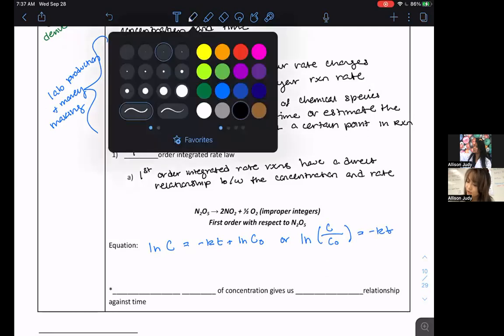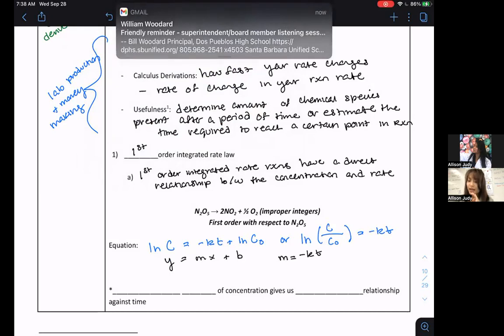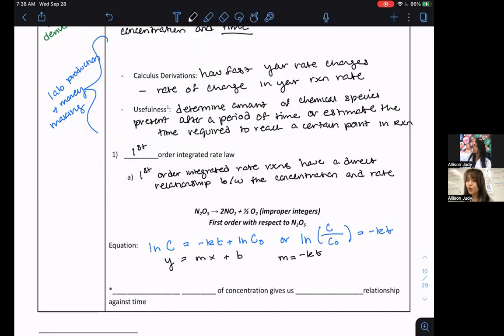Okay, and so what we get right here is very much a y equals mx plus b format. And what we then say is that m, our slope, is equal to negative k. And what do you notice? We are able to easily determine the rate law constant through the integrated first order rate law equation. So still, k is our priority. Determining the rate law constant is still our priority. But what we're doing now, instead of doing it rate versus concentration, is doing it concentration versus time.